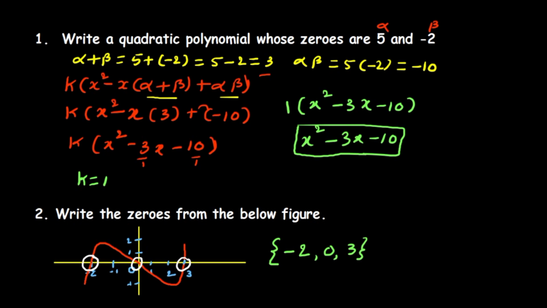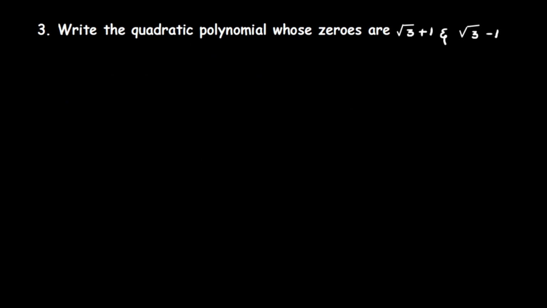Okay, so the next question is: write the quadratic polynomial whose zeros are, again yes, these are the zeros, so we take this one as alpha and this one as beta. Okay, so what is the formula to find the quadratic polynomial? Yes, that is k into x square minus x into alpha plus beta plus alpha beta, right?